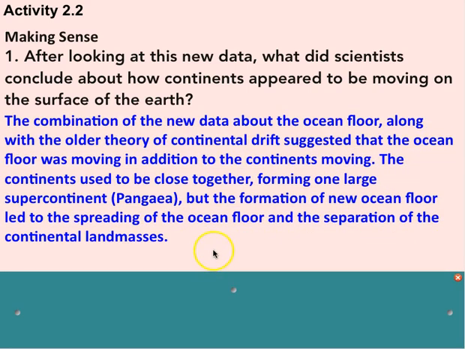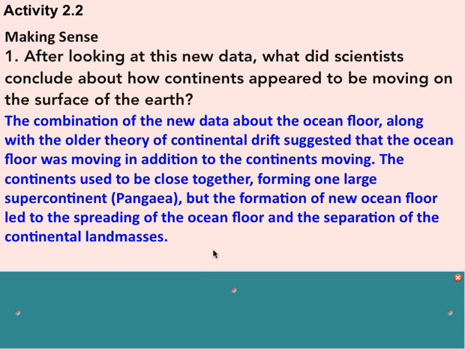Well, after looking at all this evidence, the combination of the new data about the ocean floor, along with the older theory of continental drift, suggested that the ocean floor was moving in addition to the continents. Wegener didn't think this. Wegener talked about continents drifting. He never thought that the ocean floor was moving as well.